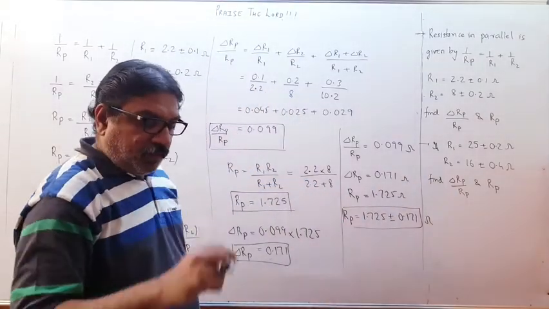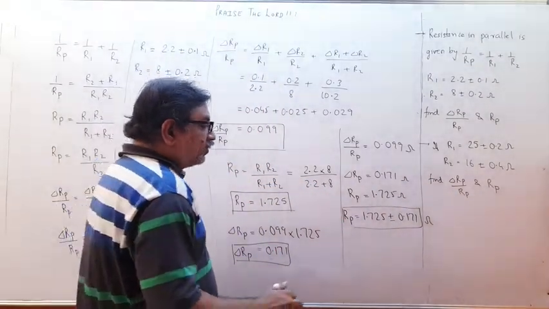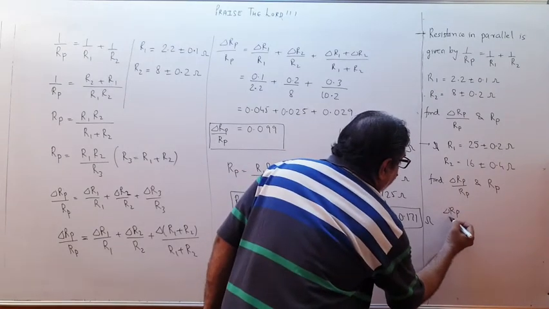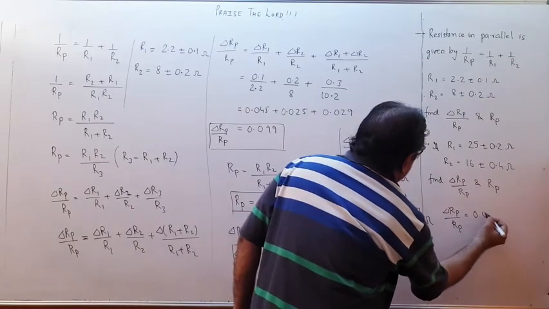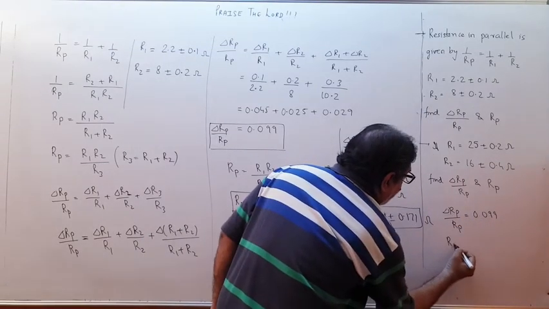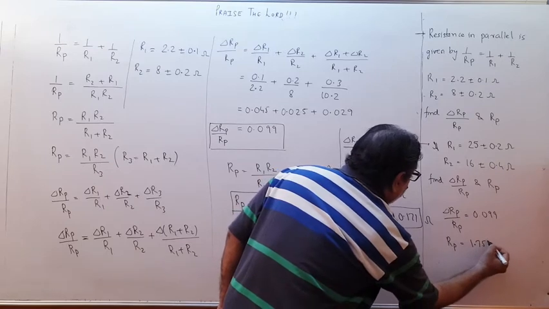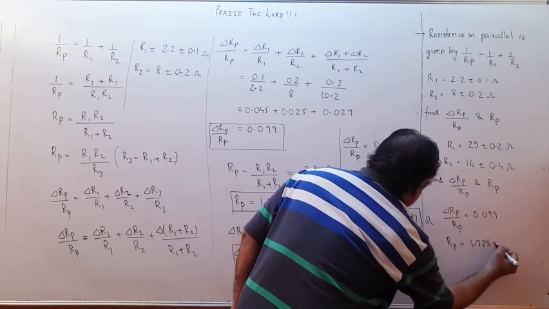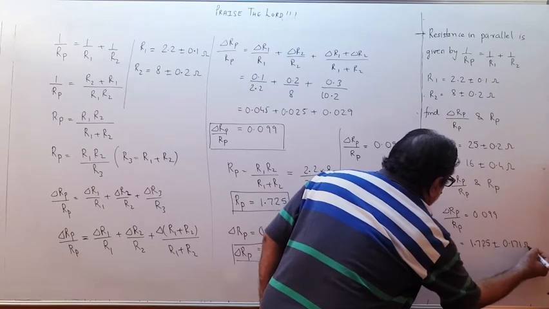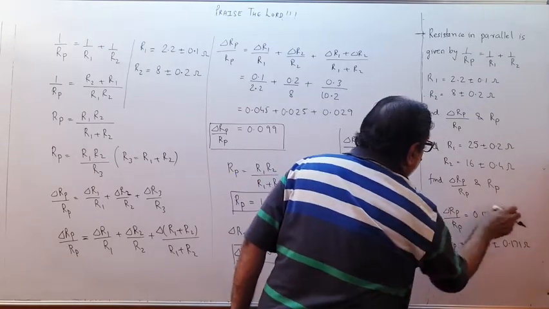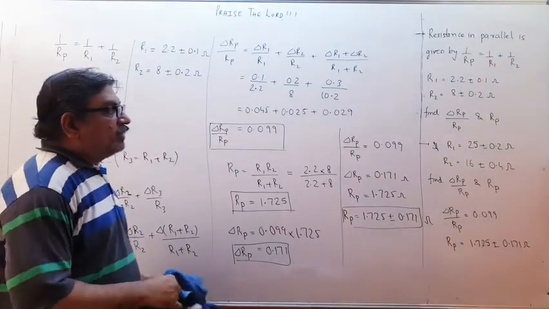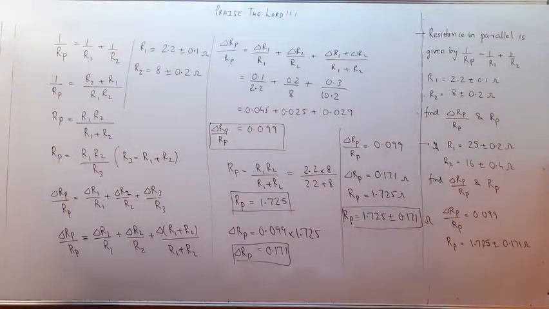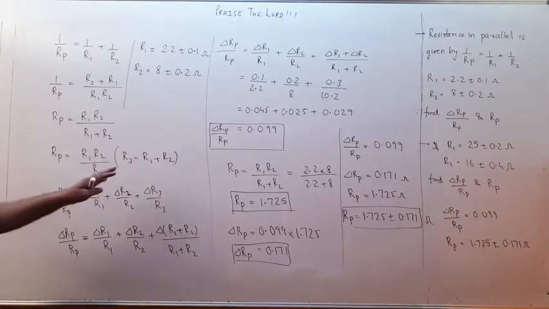Like this we do. Okay, children. So I write here the answers for myself. To compare, delta Rp upon Rp was found to be 0.099 and Rp was finally 1.725 plus minus 0.171. Here there won't be ohm because it is a ratio. So like this we get, children. So please pause and copy. This is the first method by which we have found out delta Rp upon Rp and Rp.